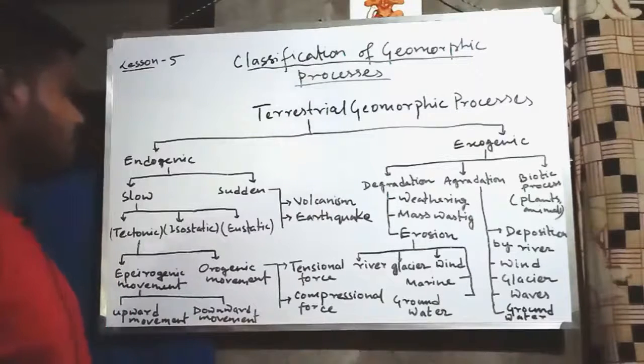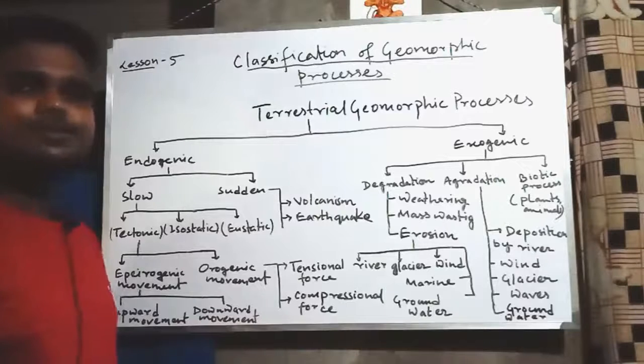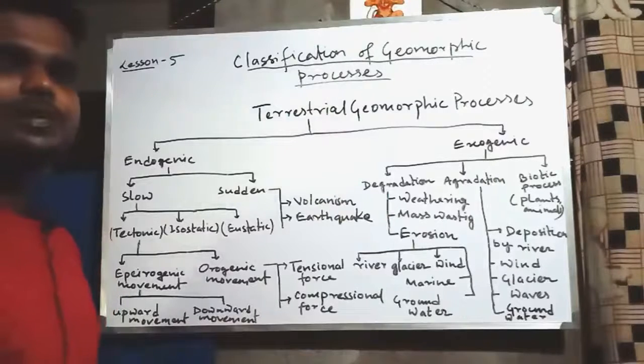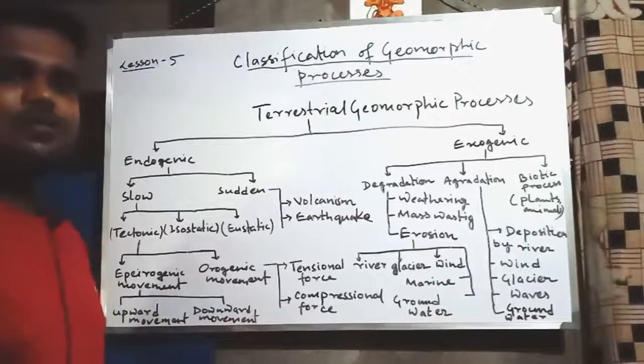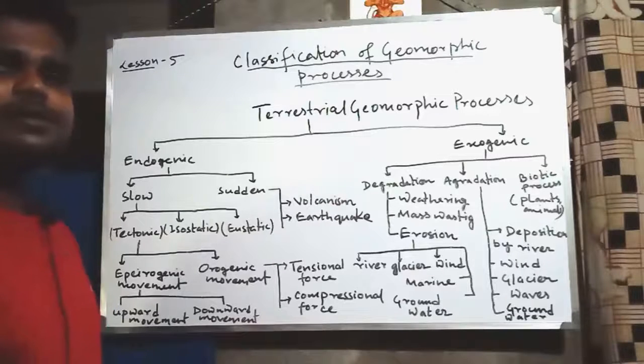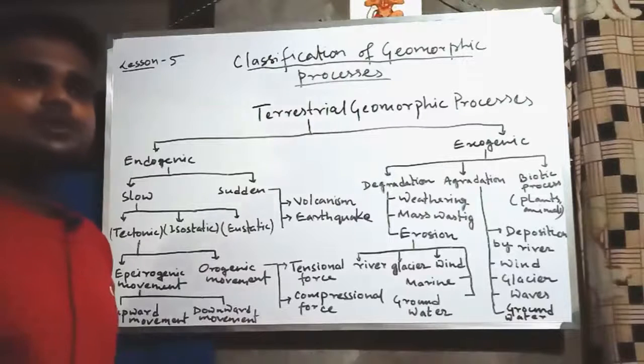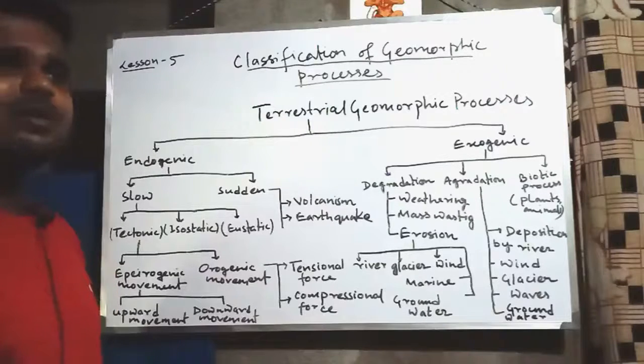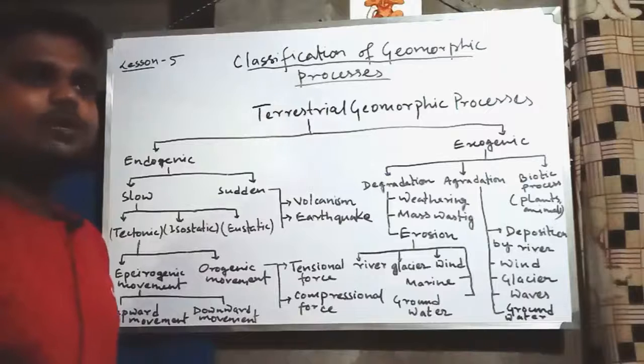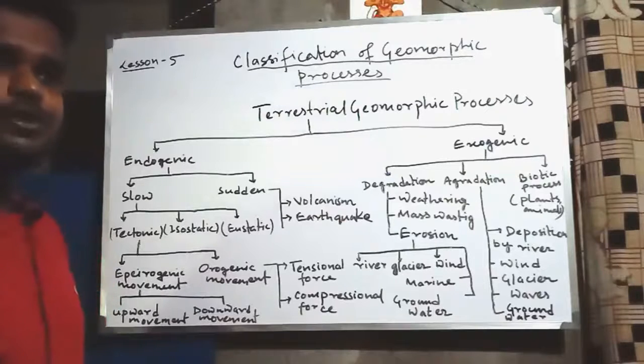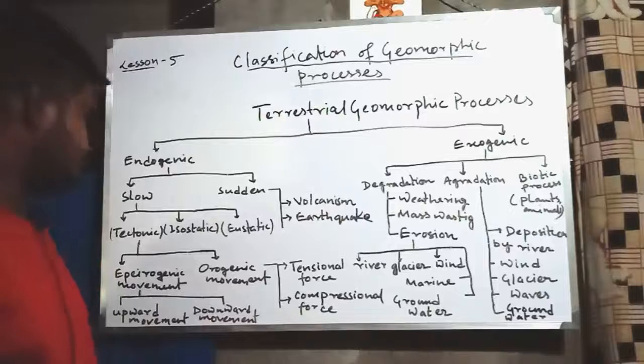Now the next one is the eustatic. It is directly related with the global sea level change, due to the increase or decrease of sea level height. It increases when the sediment deposition on the ocean floor increases, or it also increases sometimes due to melting of the ice of ocean surfaces or the glaciers.